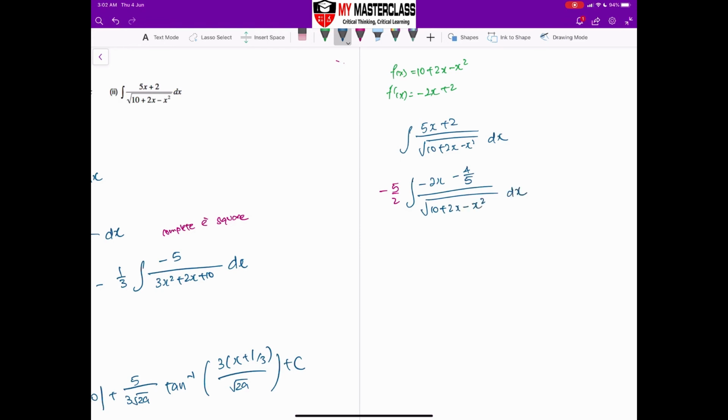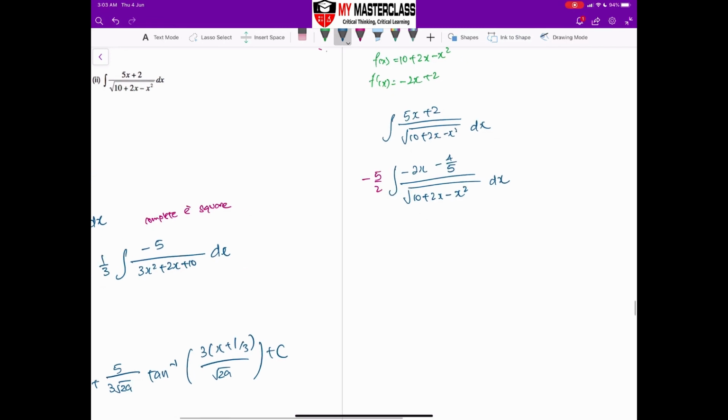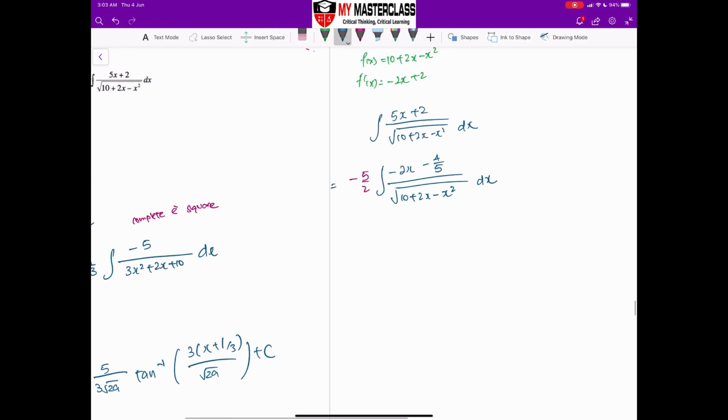If you are not so sure whether you are right or not, just simply bring the negative 5 over 2 into the numerator. It should get you back to 5x plus 2. If it doesn't, it means that the way you extracted the factor is wrong. So make sure you do a quick check, so that you don't continue and eventually realize that your first step is already wrong.